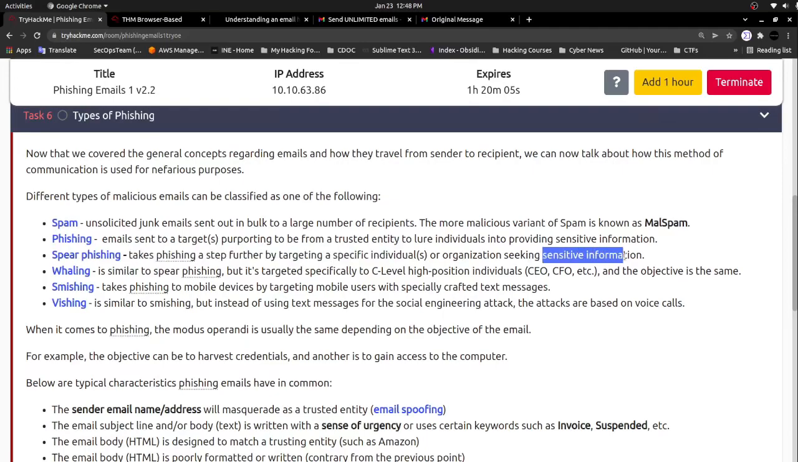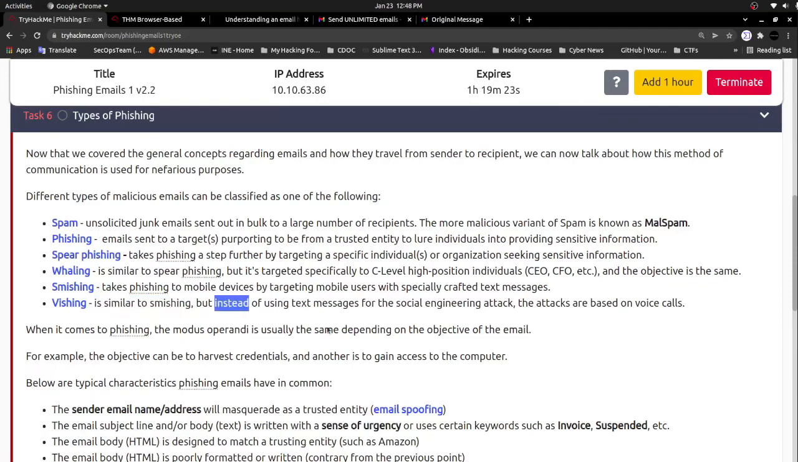All right. Now let's see another part, types of phishing. Phishing is classified into various types based on its attack vector, based on its victims, or else based on its medium. So let's see how these different types of malicious emails can be classified. Let's see spam. You might be aware this is unsolicited junk email sent out in bulk to a large number of recipients. The more malicious variant of spam is known as malspam. Okay, and phishing is email sent to targets purporting to be a trusted entity to lure individuals to give up sensitive data.